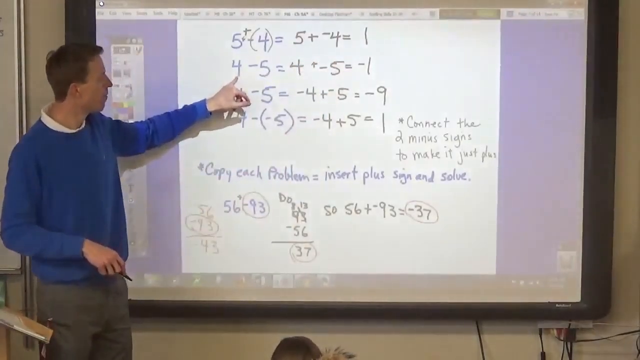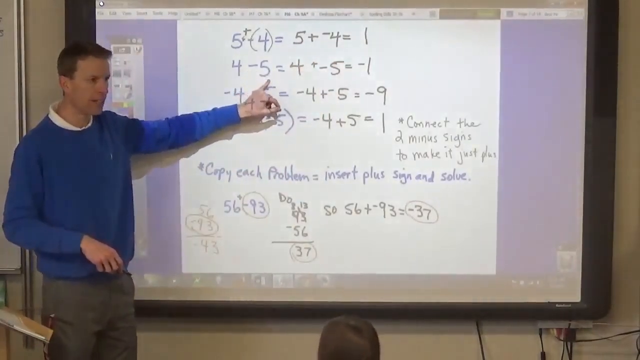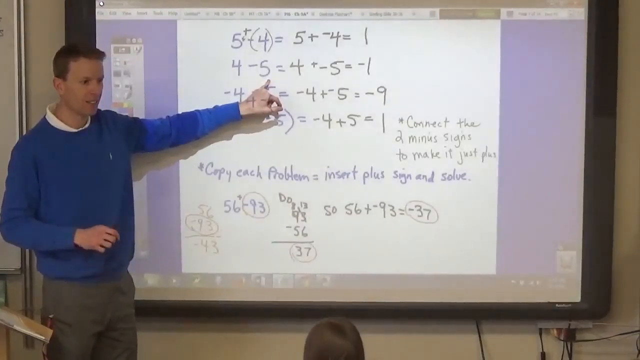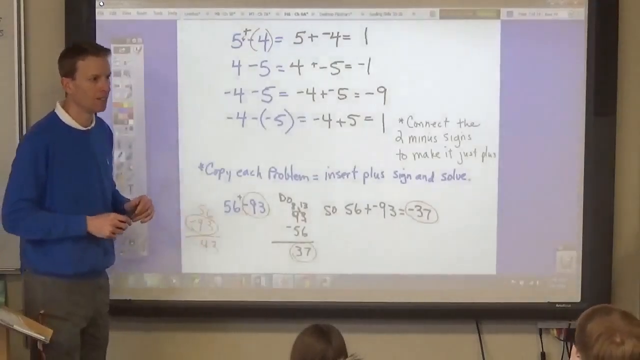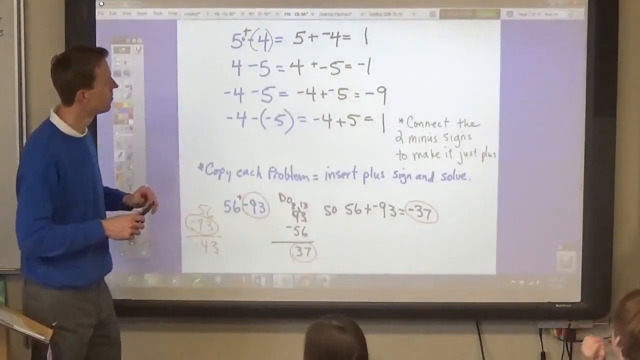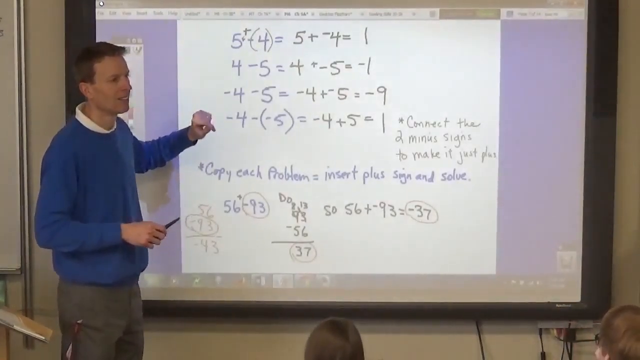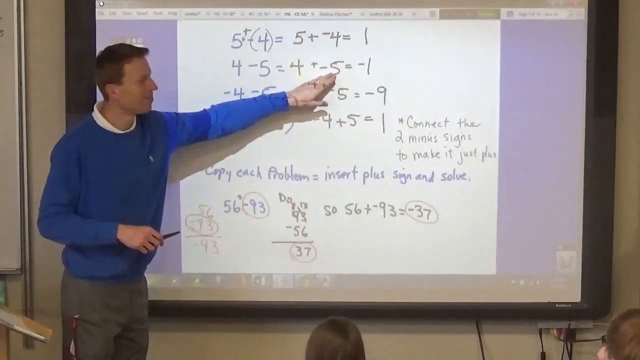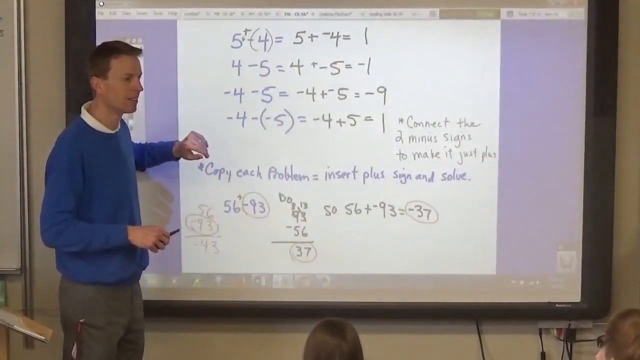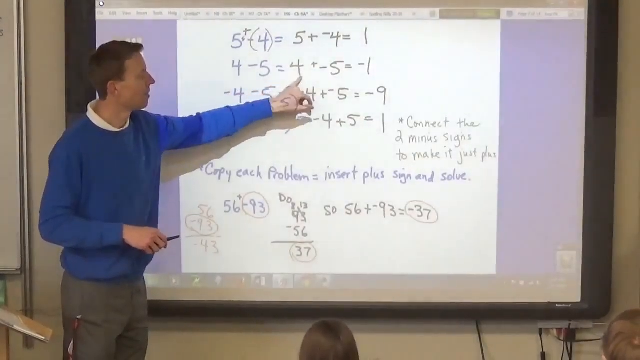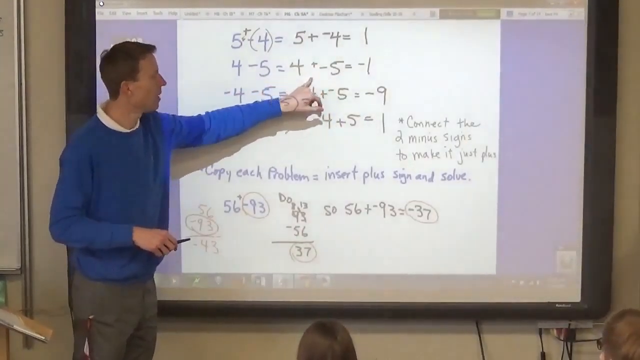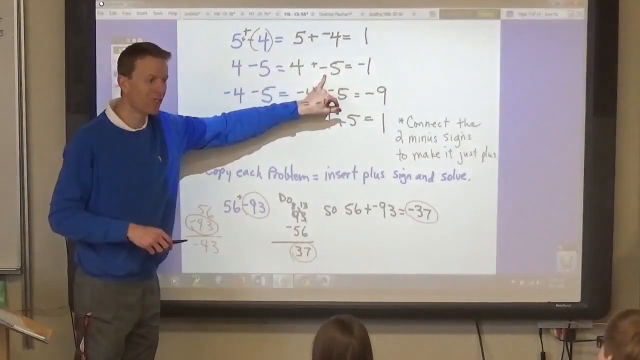What if you have 4 minus 5, and you insert a plus sign? What does that become, Ariana? Read the question. 4 minus 5 becomes 4 plus -5.